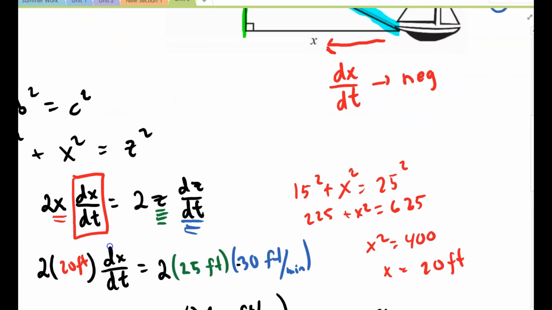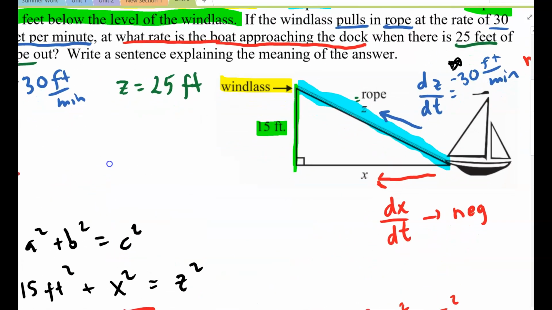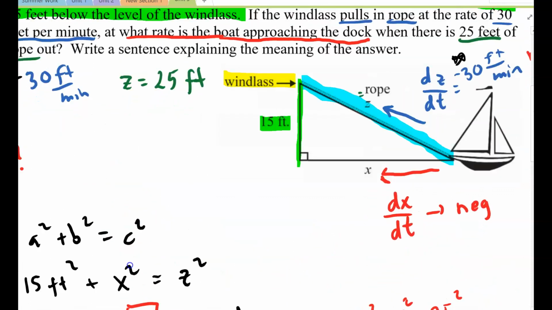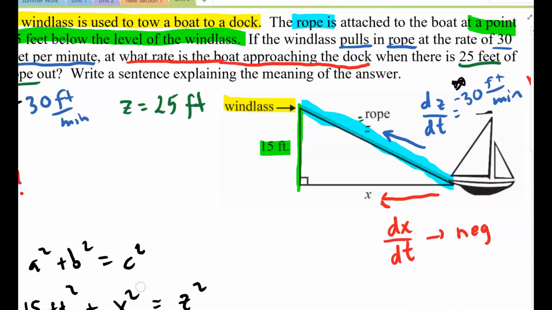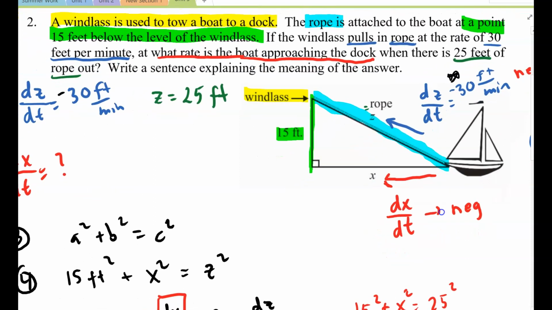negative 37.5 feet per minute. Now, the problem says, write a sentence explaining the meaning of the answer. Well, what was the question? The question says, if the windlass pulls in a rope at a rate of 30 feet per minute, at what rate is the boat approaching the dock when there's 25 feet of rope out? And we're going to write this sentence and express that.